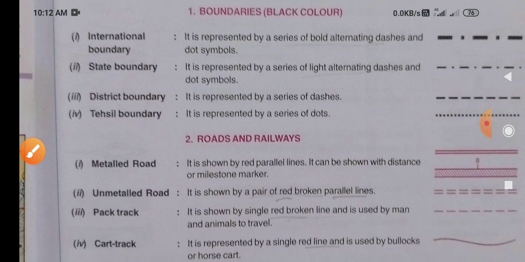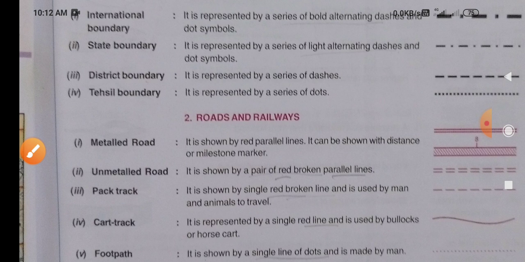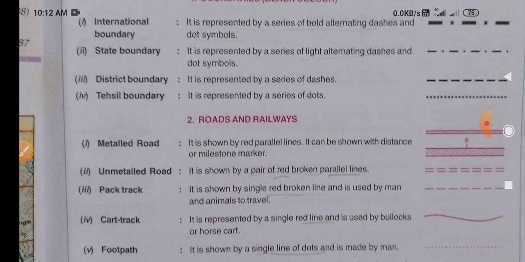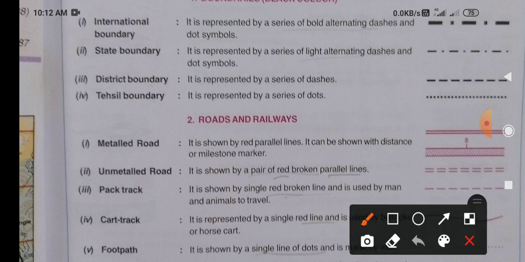Okay. Now you see the roads and railways. So metalled roads are generally marked with the red color. Then the other one is unmetalled roads, which will be marked with this type of dotted line. Metalled roads will be marked with this, and the milestones, everything, will be found there. Then unmetalled roads generally will be with the dotted line.